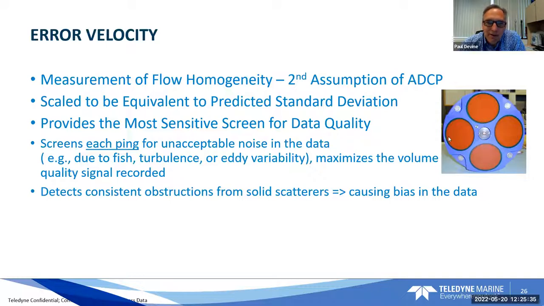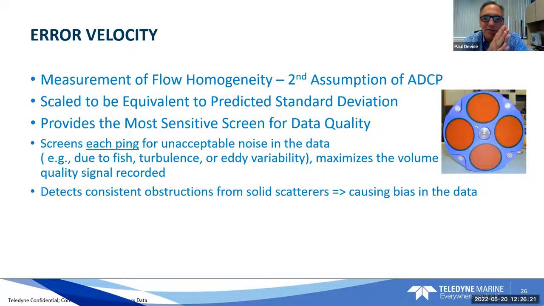So we basically, simplistically, difference beam one and two and three and four. We difference opposite beams. We sum them all up. Scale it so that it's proportional to the predicted standard deviation of the measurement, the predicted noise, the single ping standard deviation of the estimated velocity measurement. And it should be close to zero. It should be close to your predicted standard deviation. If it's not, then you had something wrong, most probably inhomogeneous flow. And we do this screening on every single ping.